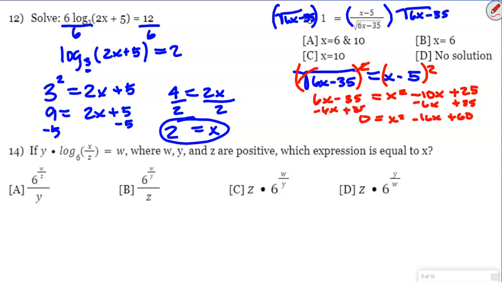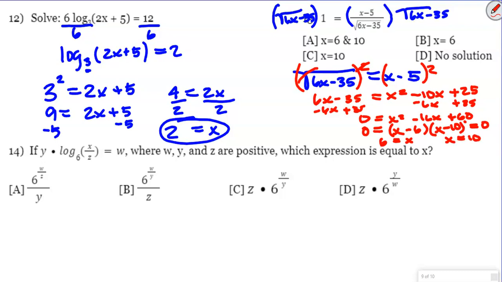So what do you think I'm going to do next? Yes, I'm going to factor this. And we've done a bunch of these, guys, so you should be able to see the pattern by now. What are the factors of positive 60 that add up to be negative 16? Isn't it going to be minus 6 and minus 10? So this is going to be x equals 6 when we set it equal to 0, and this is going to be x equals 10 when we set it equal to 0.